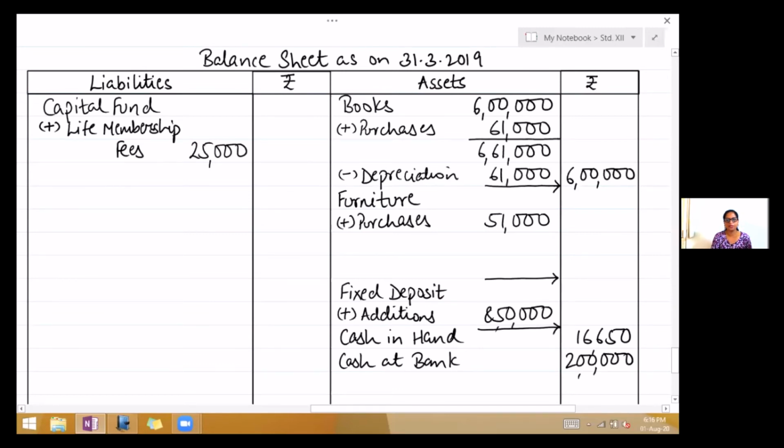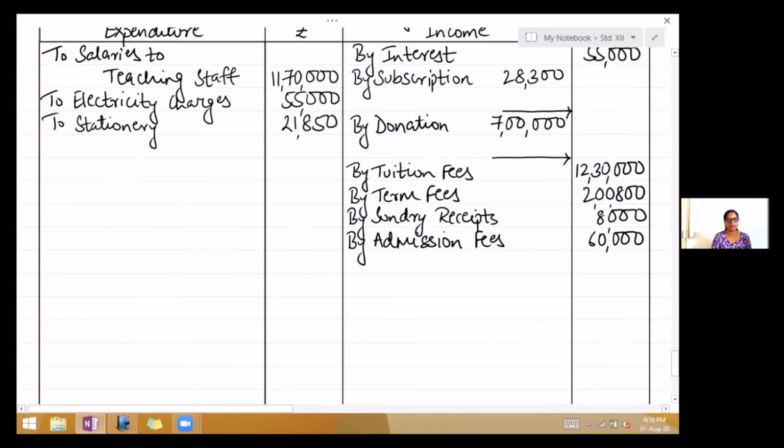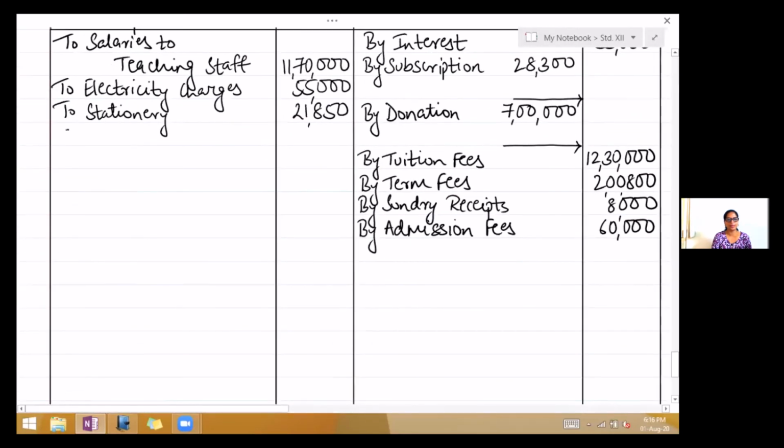And this depreciation, you will have to show it on the expenditure side of the income and expenditure account. So right there, to depreciation. Below that, write books, 61,000 in the inner column because we've got one more asset. So come to the next one.